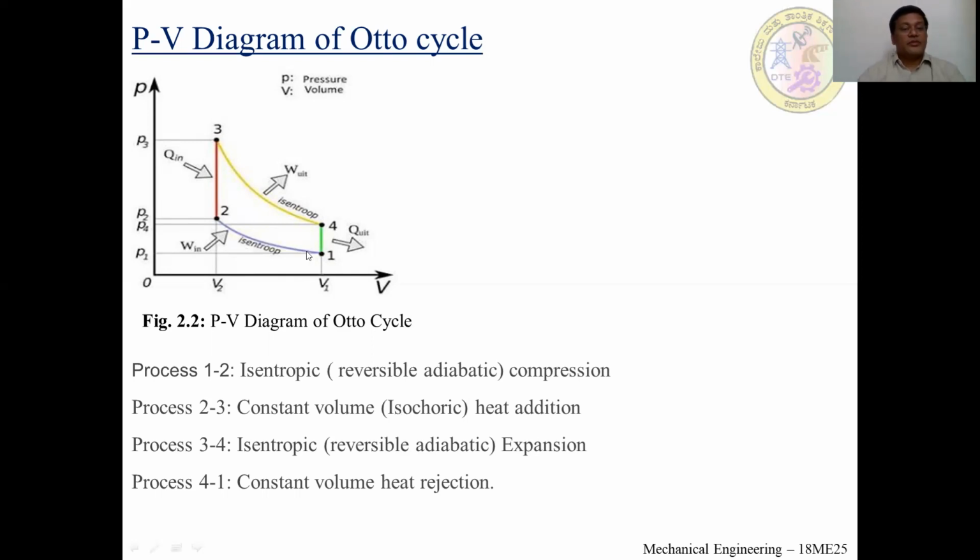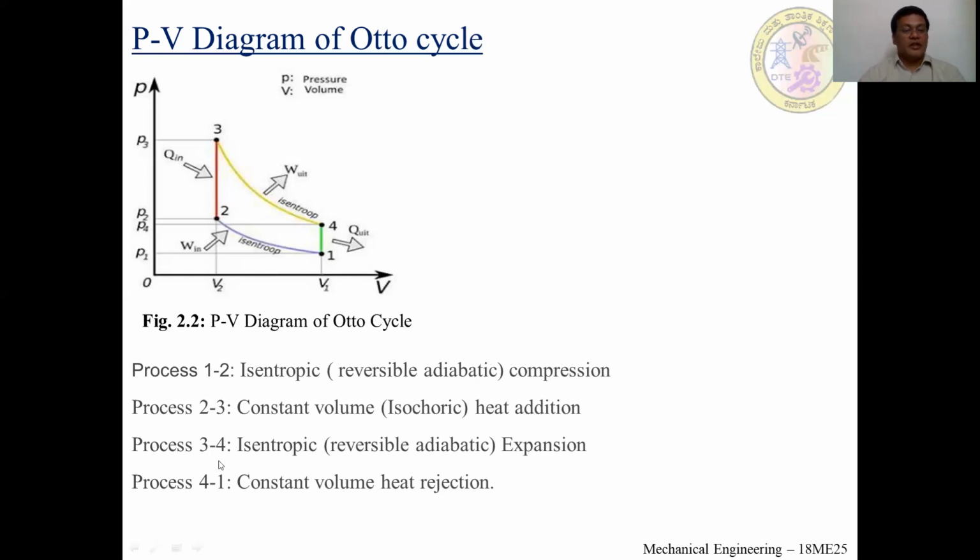So in the isentropic compression, the pressure increases from P1 to P2, and the volume reduces from V1 to V2. Here, this is V1 and this is V2. Along with that, the temperature also increases in the isentropic compression process. So this is about the isentropic compression process.